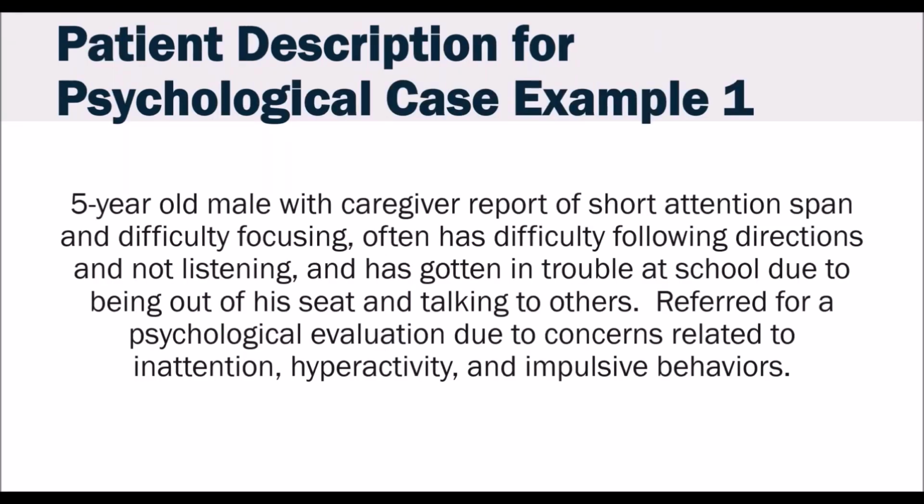All right, so this is one of the case examples we're going to use to show the use of the psychological testing codes. This is a 5-year-old male with caregiver report of short attention span, difficulty focusing, problems following directions and listening, and he's been getting into trouble at school due to constantly being out of his seat and talking to others and talking out of turn. He was referred for a psychological evaluation due to concerns related to inattention, hyperactivity, and impulsive behaviors.